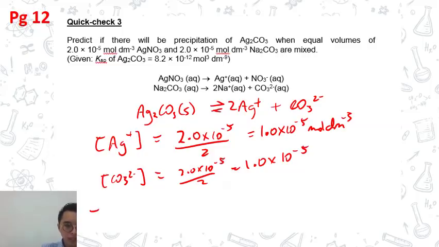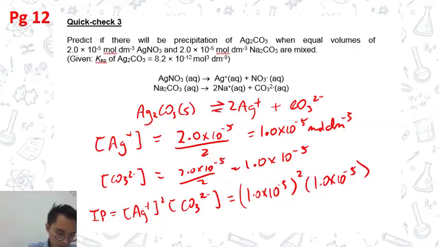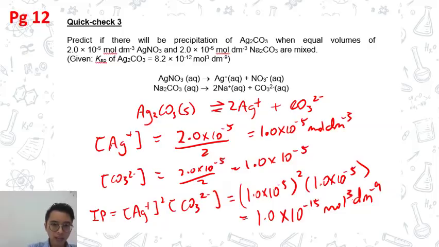And what is the IP? It is Ag+ squared times CO3 2 minus. We shall give 1.0 times 10 to the power minus 5 squared times 1.0 times 10 to the power minus 5. That's 10 to the power minus 15 mole cube dm minus 9. Okay, so let's compare.